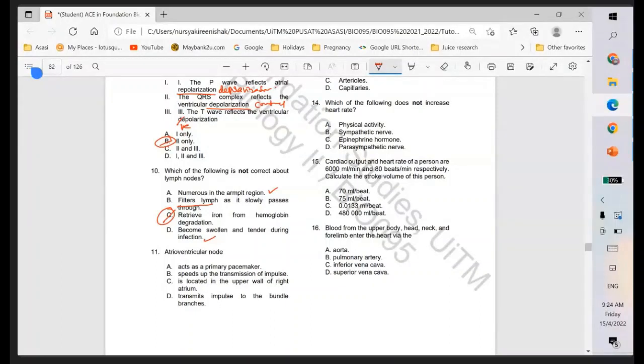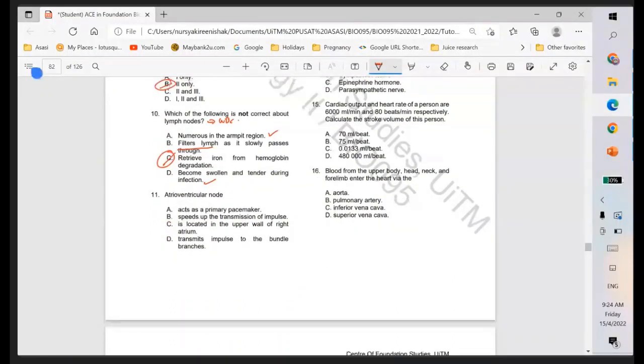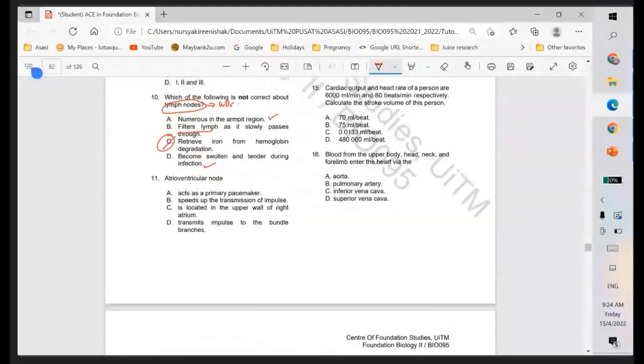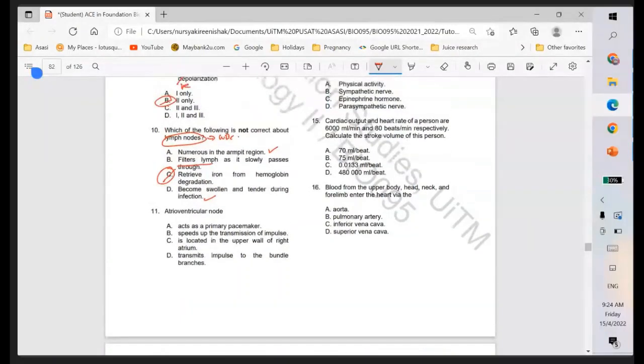Okay, so that is the function of the lymph nodes, to store white blood cells. Okay, the lymphocytes. So when you are fighting an infection, it will multiply and cause that lymph node to be swollen. Okay, so statement A, B and D ni is correct. It explains the function of the lymph nodes. Retrieve iron from hemoglobin is not the function of lymph nodes. Okay, so thank you, Farah. Hannah, number 11. Number 11, atrioventricular node.